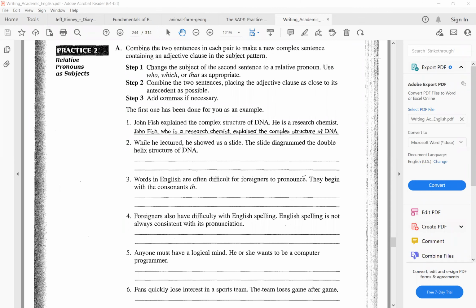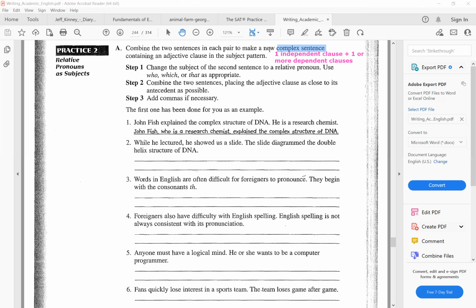So for this exercise, we are going to combine the two sentences in each pair to make a new complex sentence. If we haven't talked about a complex sentence, essentially it has one independent clause and one or more dependent clauses. One independent clause is called a simple sentence. But if you have a dependent clause added to it, it would be a complex sentence.